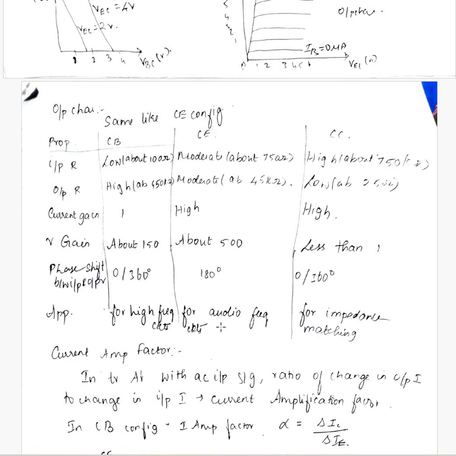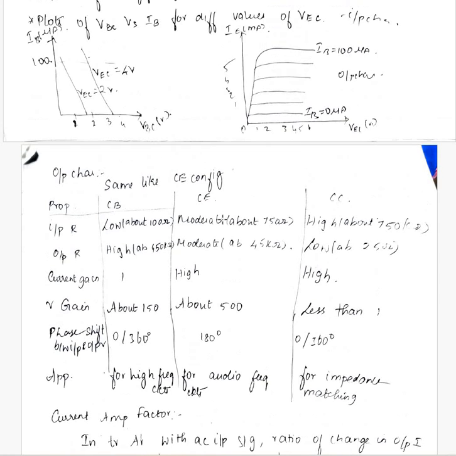Phase shift between the input and output is 180 degrees for common emitter. For common base and common collector, there is no phase shift. Applications: CB is used in high frequency circuits, CE for audio frequency circuits, and CC for impedance matching. So based on the requirement, we may choose the configuration which we require.